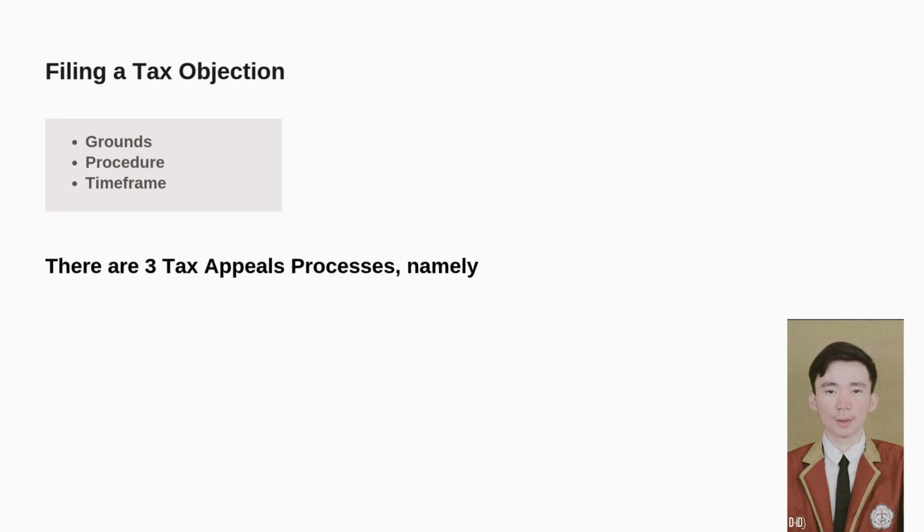There are 3 tax appeals processes, namely: 1. If the tax objection is denied or not resolved to the taxpayer's satisfaction, they can appeal the decision to a higher authority, such as a tax tribunal or appeals board. 2. The appeals process involves presenting the case to the appeals body, arguing the points of contention and providing evidence to support the taxpayer's claims. 3. The appeals body will review the evidence and arguments presented by both parties and make a decision, which may uphold the original assessment, modify it, or overturn it entirely.